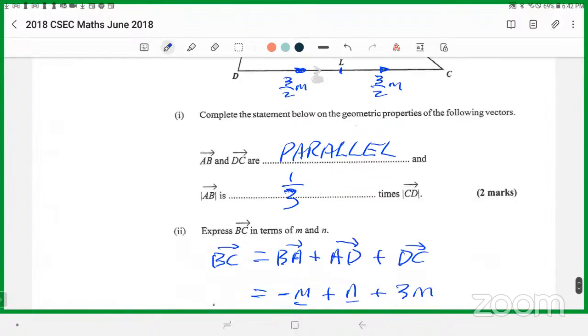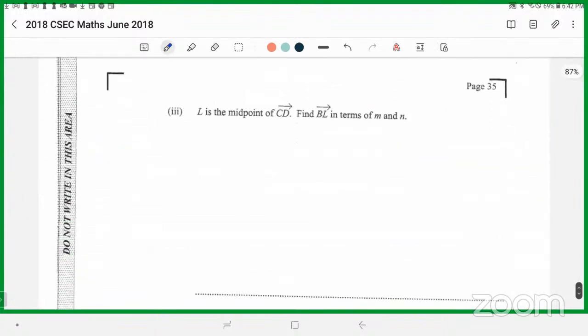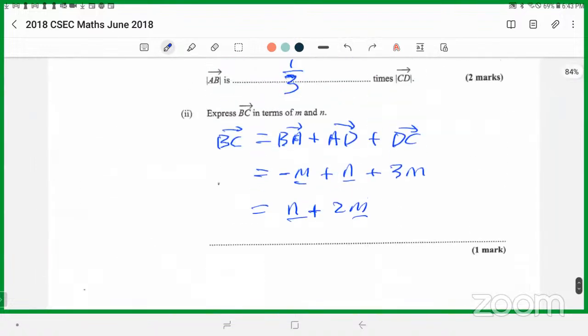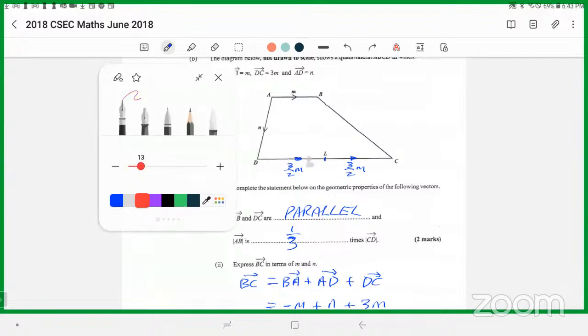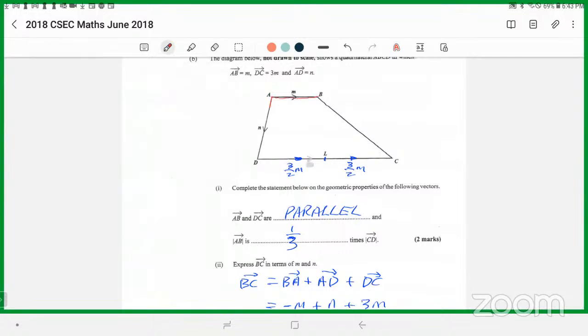So they want us to find the vector now. What do they want us to find? BL. So talk to me now. I want to find BL. Look at the diagram. I'll go from B to L. So we can go from B, would that be minus m? Same thing again. Just come around here, come down here, come there. See that? So it will be minus m plus n plus 3 over 2m.